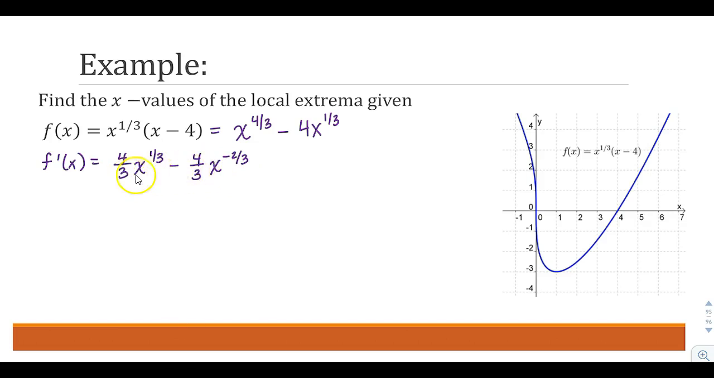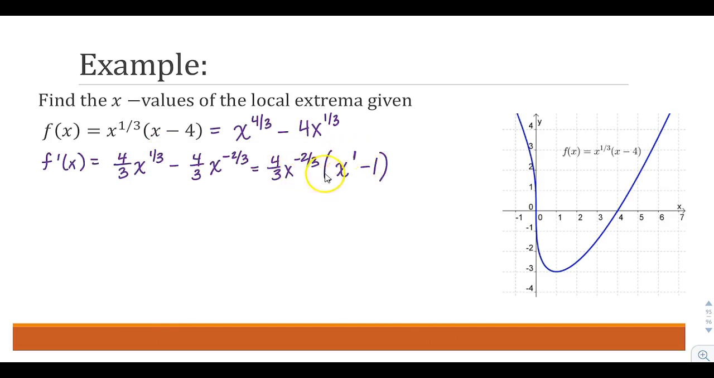So I'm going to factor out the 4/3 that they have in common, and I'm going to factor out an x to the negative 2/3, that's the smaller of the two exponents, to get 4/3 x to the negative 2/3, and then I'm going to have an x to the first power minus 1. So it's to the first power because when I factor out a negative 2/3 from 1/3, it's going to be minus negative 2/3, which is plus 2/3. So 1/3 plus 2/3 is 3/3, which is 1.